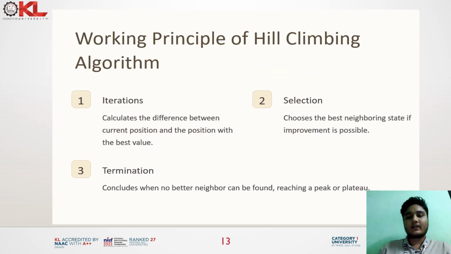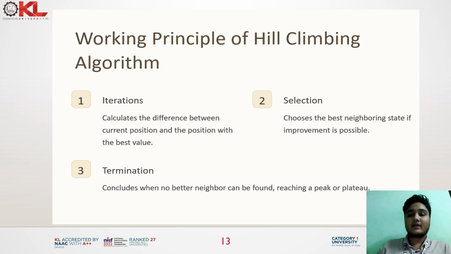We can see the working principles of the hill climbing algorithm. There are three steps: iteration, selection, termination. In iteration, it calculates the difference between the current position and the position with the best value. It will iterate the problem with some moves until the best optimal solution gives the value.